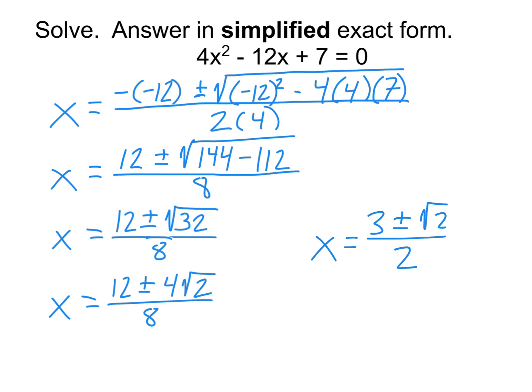Now notice why this is called exact form. It's exact because you can put this in your calculator and get the whole decimal. But if you gave your answer as a decimal, you wouldn't be able to write down every possible decimal because these are decimals that go on forever and never repeat themselves. So, exact form, leave it in terms of the square root.